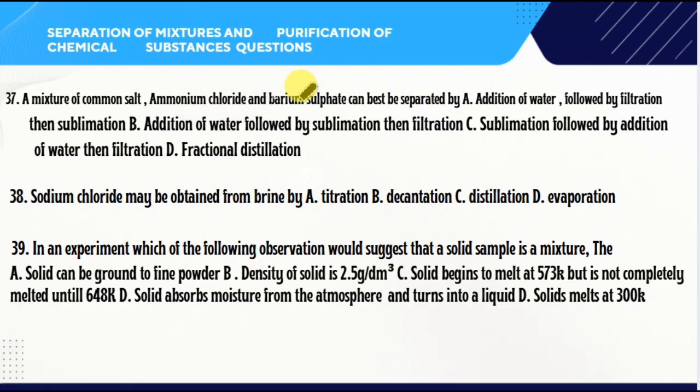Moving on, a mixture of common salt, ammonium chloride, barium sulfate can be separated by. Let's take a look at this. Ammonium chloride can sublime. Barium sulfate is insoluble in water. Common salt is soluble in water. So we can first let this sublime. After this sublimes, we dissolve it in water. On dissolving in water, we can get the barium sulfate out. Once we get the barium sulfate out, we can evaporate the water again to get our salts back.